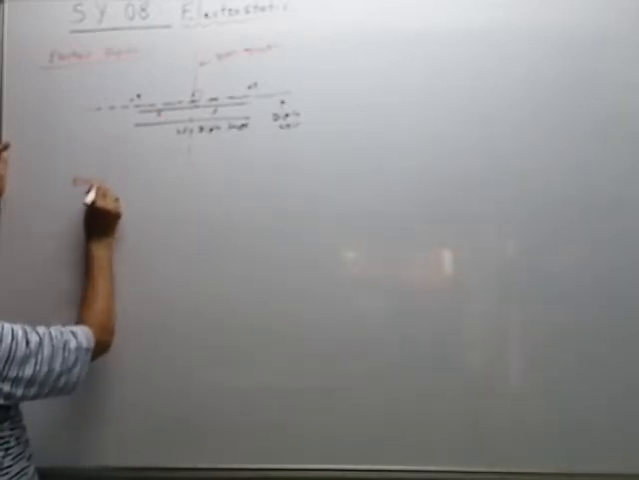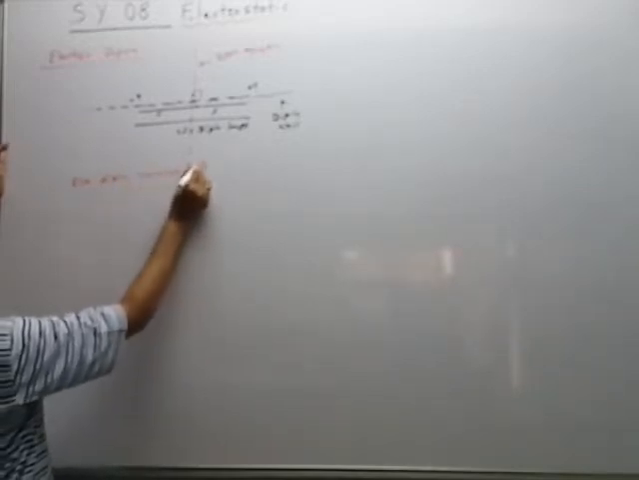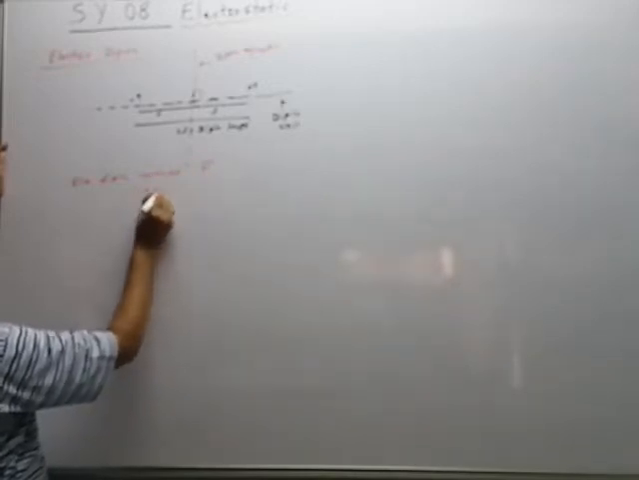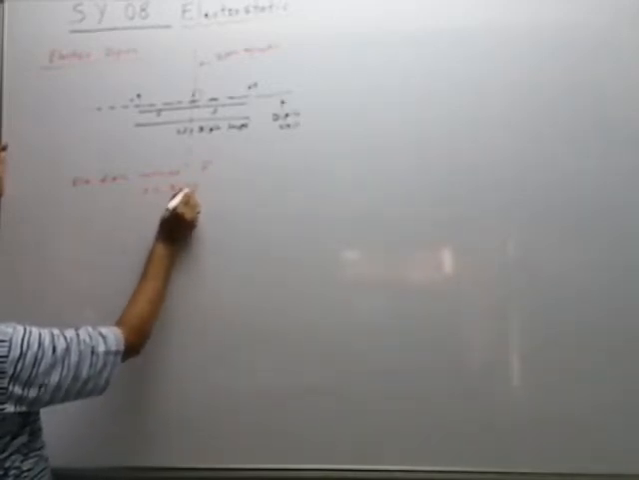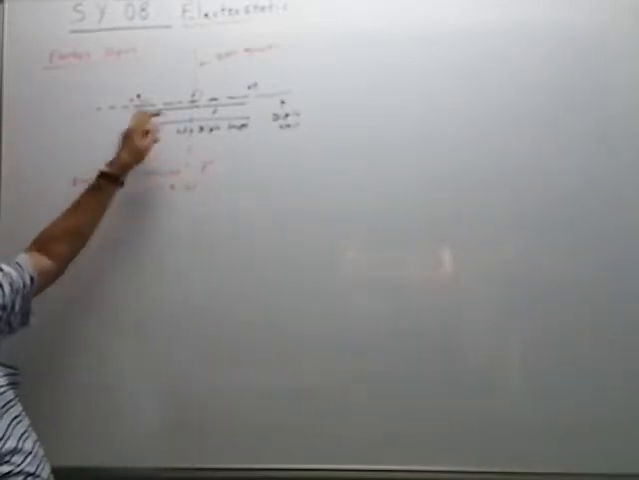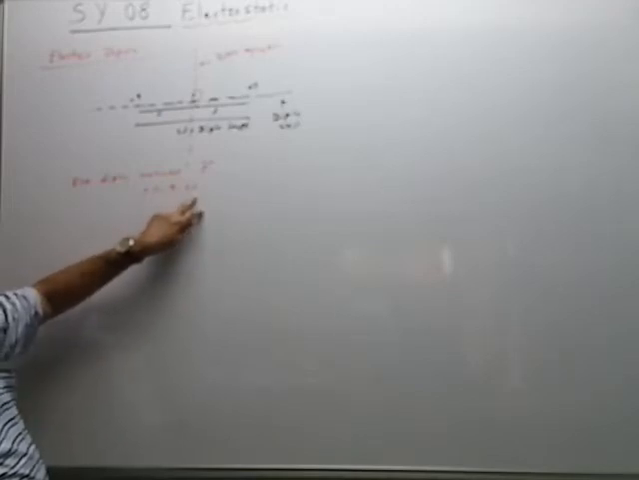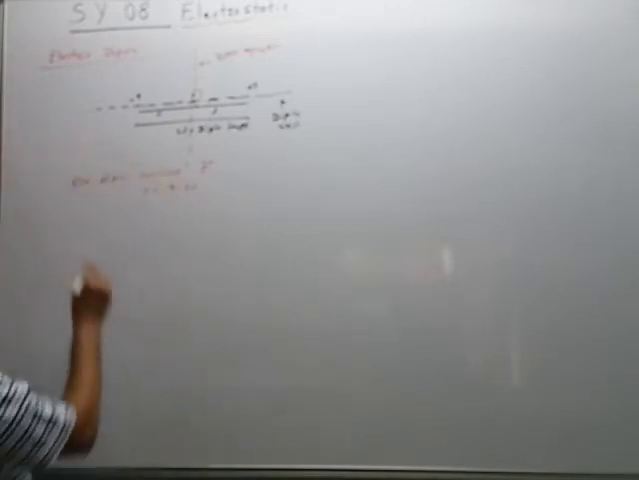Electric dipole moment. It is denoted by vector P. So its magnitude is given by Q multiplied by twice L. Q is a charge, any one of the charge magnitude, and 2L is a dipole length. So coulomb into meter, it is the SI unit. It is a vector quantity.